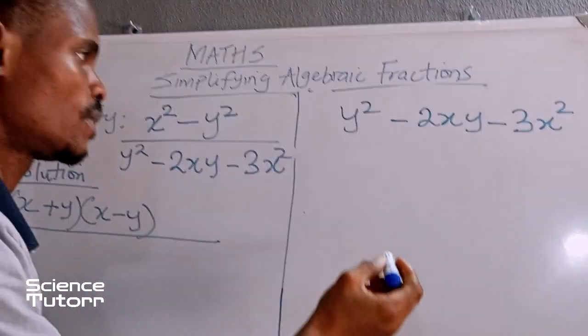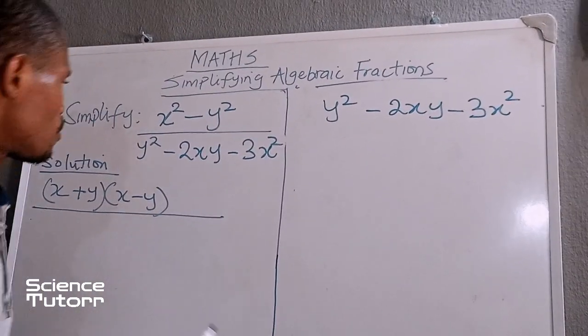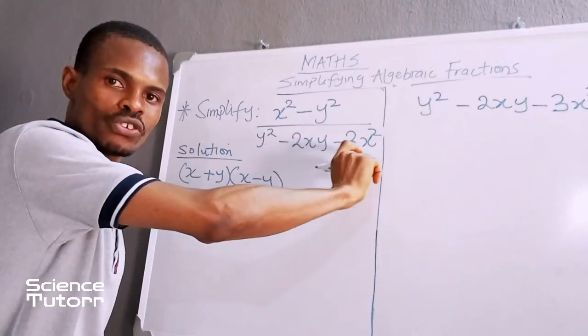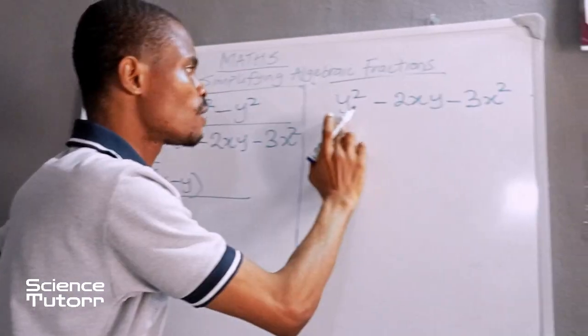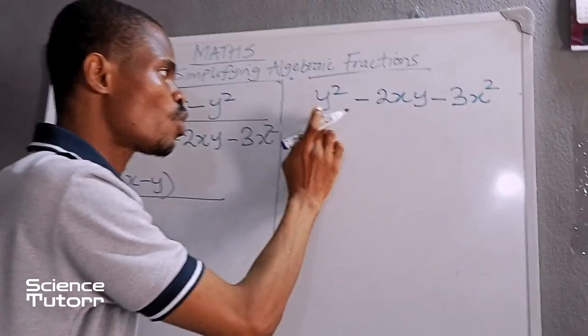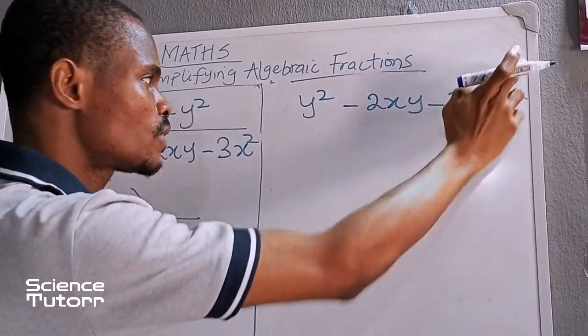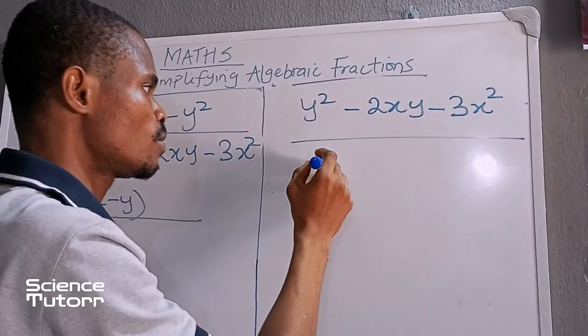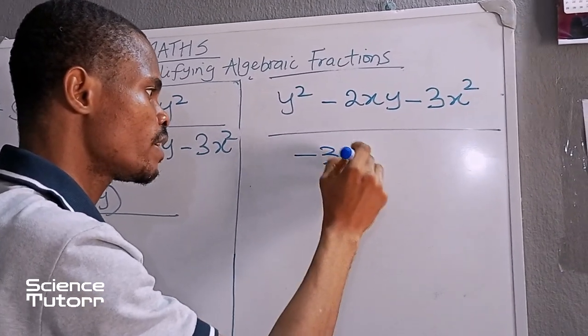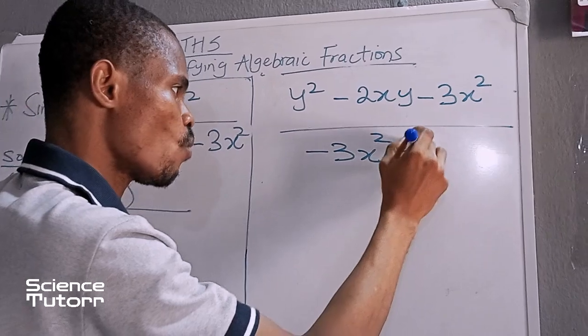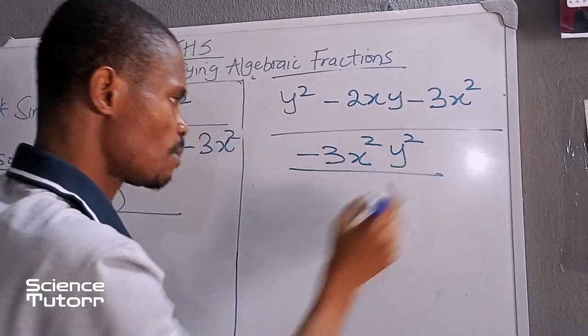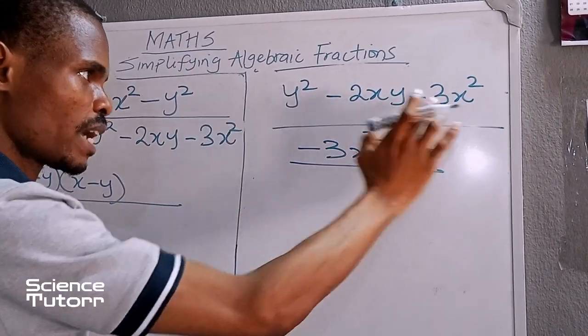Now, how do we do this? The same way you will always factorize a quadratic equation. You have the first, second, and third term, so we normally do the first times the last. So y squared times minus 3x squared is going to give us minus 3x squared y squared. This is the product of the first times the last.